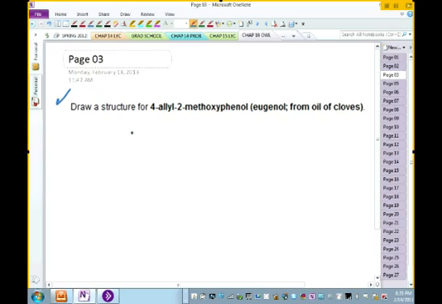Jaconda, go ahead and read this first. Broad structure 4-allyl, 2-methoxyphenol. Okay, very good. Thank you. Okay, this is called eugenol, which many of you use, this clove as a condiment, but that's the oil of cloves. Anyway, what they want you to do here, write the structure for this molecule. Now, before you do that, I know most of you will be asking, what is an allyl group?